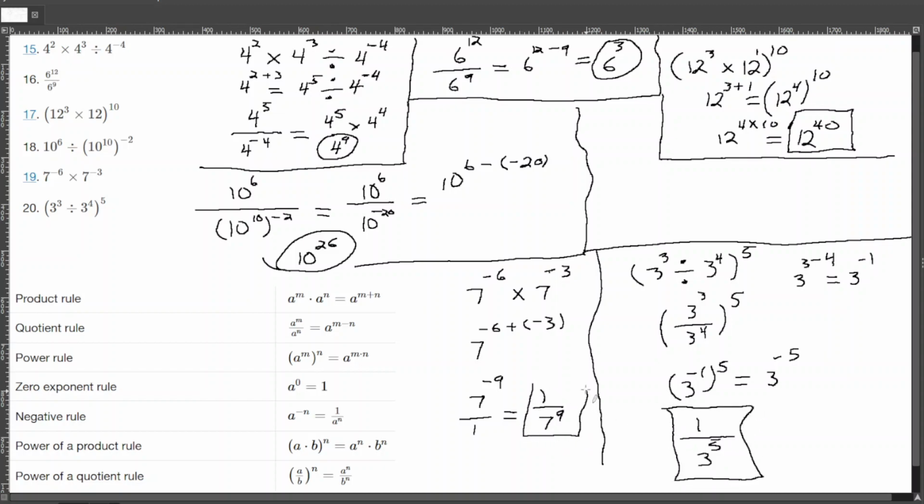These rules get a little bit tricky, but I'm just basically following these rules, just applying what I see.